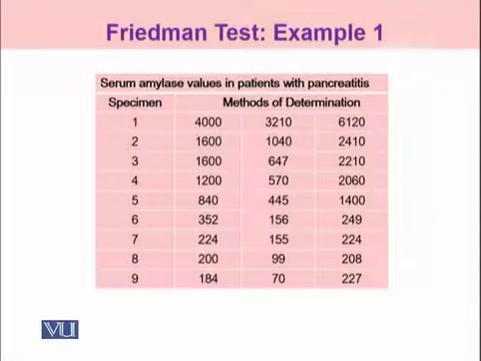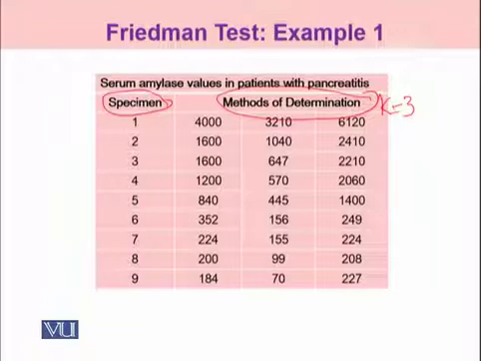Now students, this is the data that is being given to us. The methods of determination are given, and it shows that there are a total of 3 treatments to be compared. The specimens are called the blocks. So students, B here is 9, whereas K is 3. So 3 treatments are to be compared and they are being taken under 9 blocks.